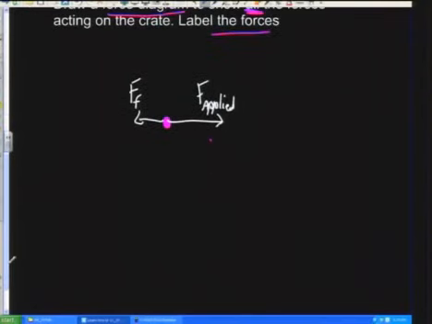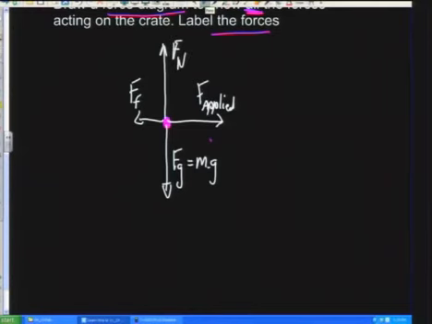Always remember that we've got a downward force, the force of the earth acting on the object, and that's equal to the mass times the acceleration due to gravity. And the last thing that we need to bear in mind is there's the force of the surface, which we're going to call the normal force, and that's pushing up. It's the force of the surface pushing up on the box. So bear those in mind.